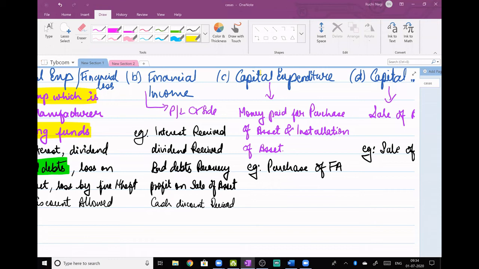So capital expenditure examples: purchase of machinery, purchase of furniture, purchase of factory building, purchase of office premises, purchase of computer, purchase of AC, purchase of table fans, all these things. Okay, purchase of delivery van. So these are all examples of fixed assets. Then capital income. Opposite of capital expenditure. Capital expenditure is money paid for purchase of assets, so capital income is sale of fixed assets. Clear? Okay.